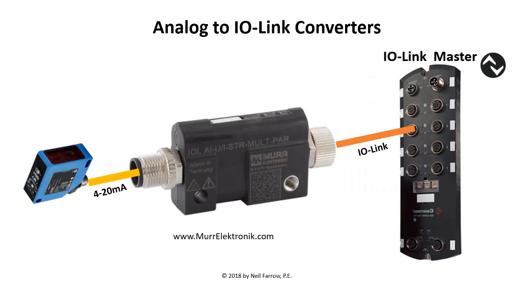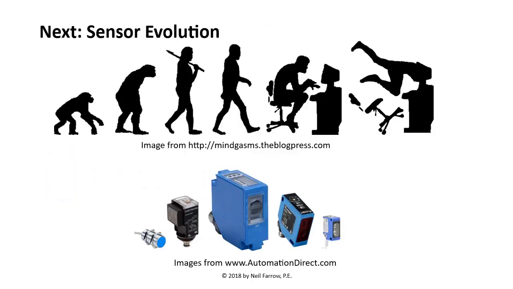Another scenario is if you have IO-Link and you need to add a new sensor and you have in your tool crib a traditional analog sensor. They have these devices like this that go in line with your M12 cables to take 4 to 20 milliamp or 0 to 10 volts to IO-Link. So you don't get the benefit of the higher resolution of IO-Link, but this is a good product for the transition. We're going to take another brief sidebar into sensor evolution.